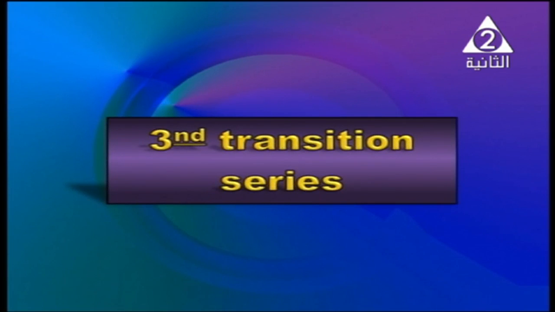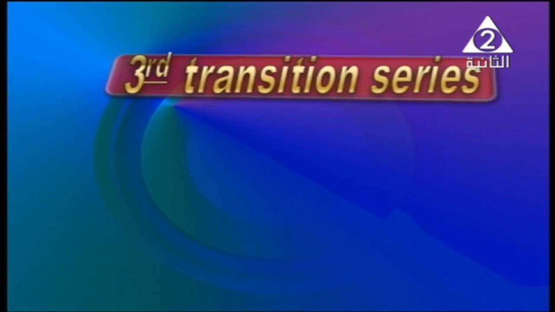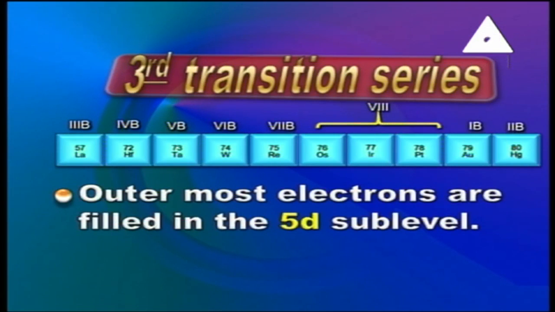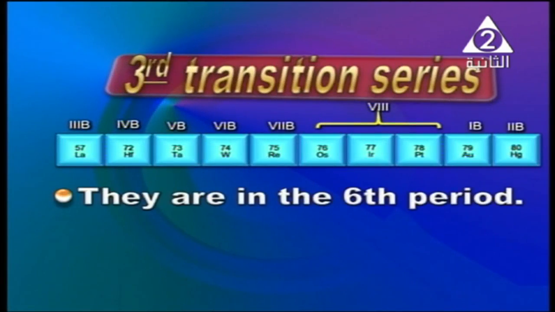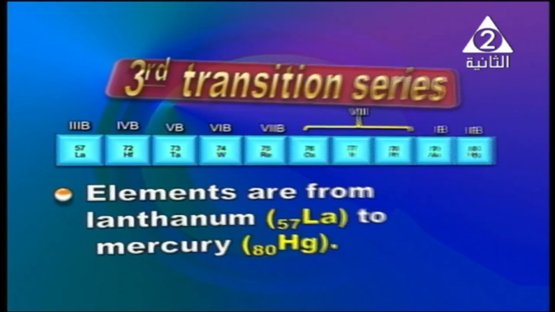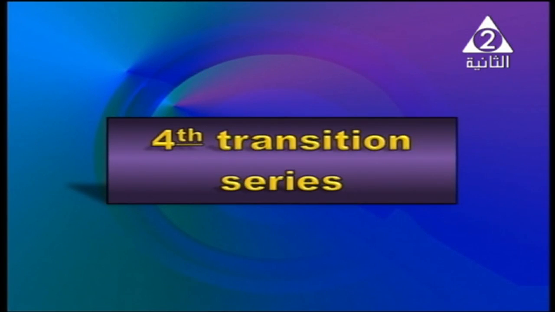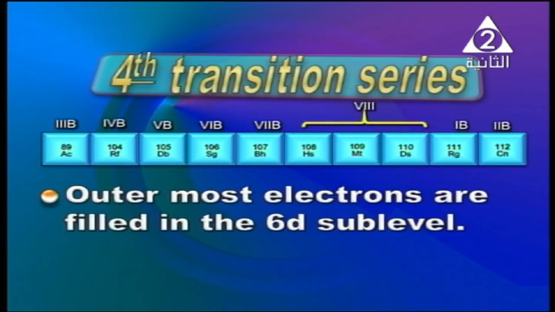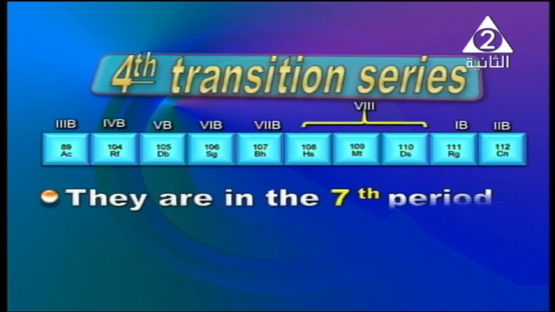The third transition series. This third transition series has outermost electrons in the 5d sublevel, and they are in the 6th period, and these elements start from lanthanum and end by mercury. The fourth transition series. My dear student, these elements have the outermost electrons filled in the 6d sublevel, and they are found in the 7th period.